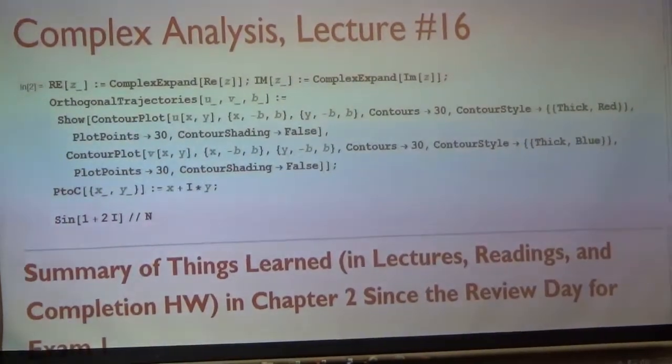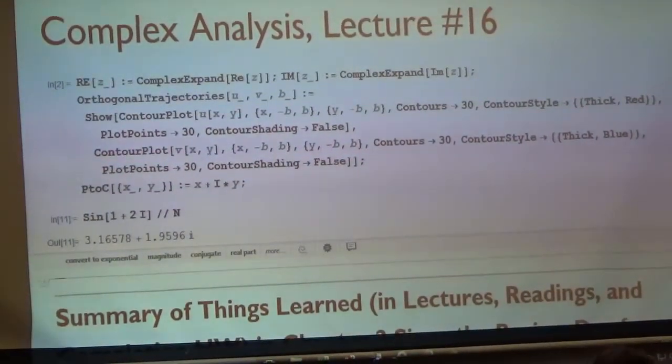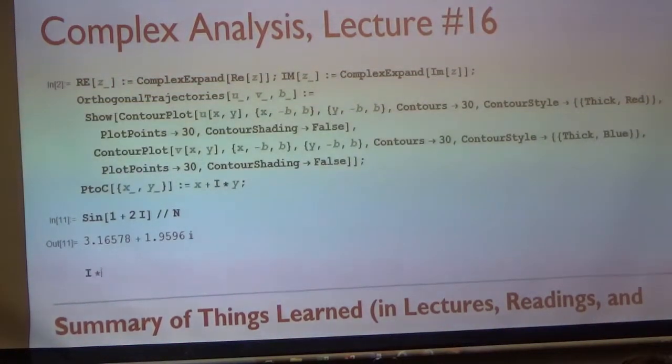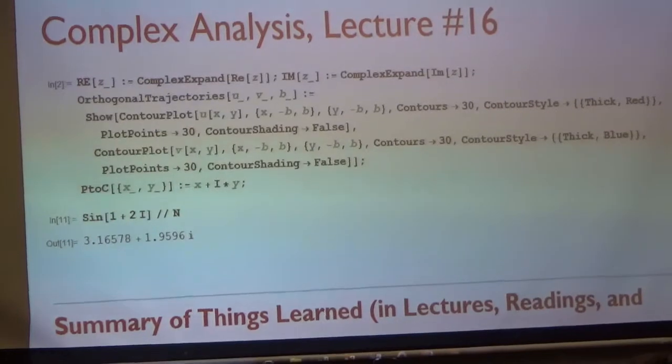What is sine of 1 plus 2i? It's about that. What happens when I multiply that by 90 degrees, pi over 2 radians? Oops, I didn't mean an i there, I meant a percent sign.